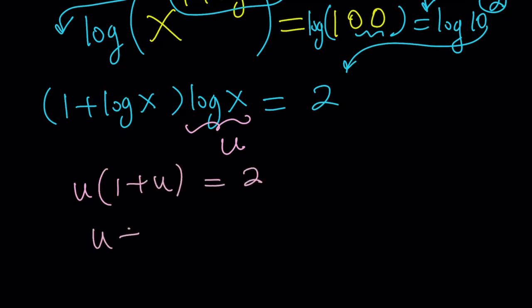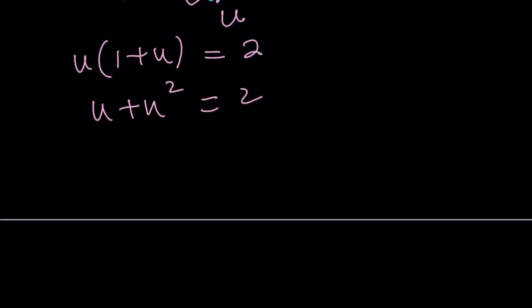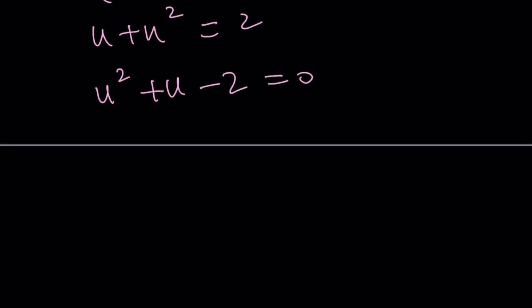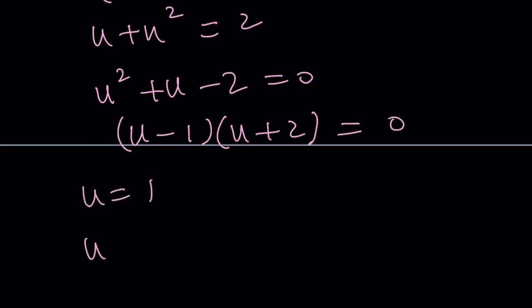u plus u squared is equal to 2. And we end up with something very similar. It's not the same equation, obviously, but this equation is easy to solve. Notice that the sum of the coefficients is 2, so 1 is a solution. The other one you can find either by using Vieta's formulas, c over a is the product, so it's negative 2. Or it should also be easily found by factoring: u minus 1 times u plus 2. And from here, u equals 1 or u equals negative 2.